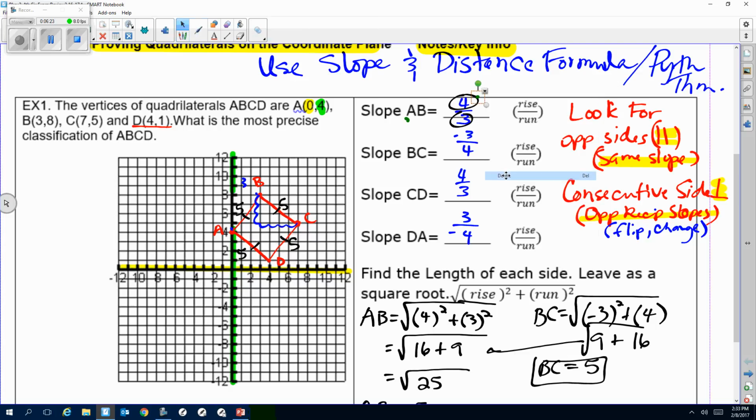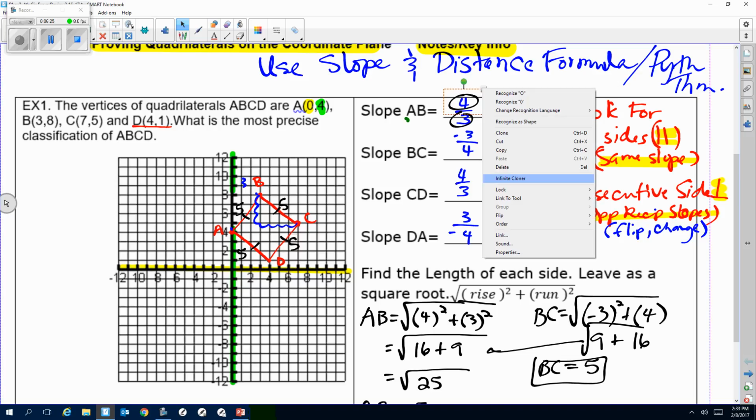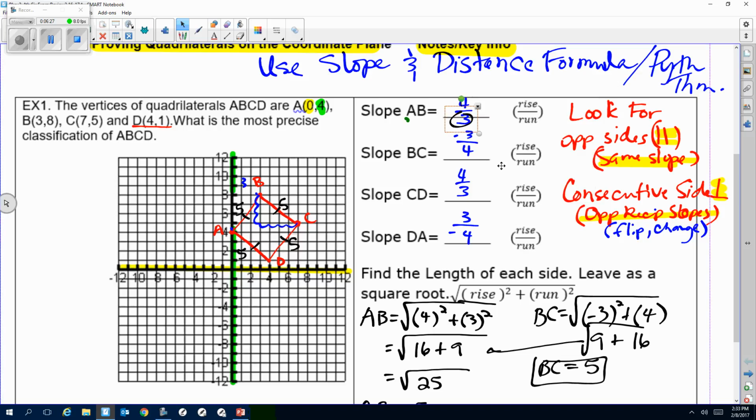So if I look here, right there, I'm just going to take this off. Delete that one and that one and that one. All right, so if I look at my first ratio right here, we have 4/3, and then we have a negative, these two, sorry, negative 3/4. So 4/3 times a negative 3/4 would give me a -1, and I can see that I flipped the numbers and changed the sign. They are opposite reciprocals, so that proves it's perpendicular, which means now we have right angles.